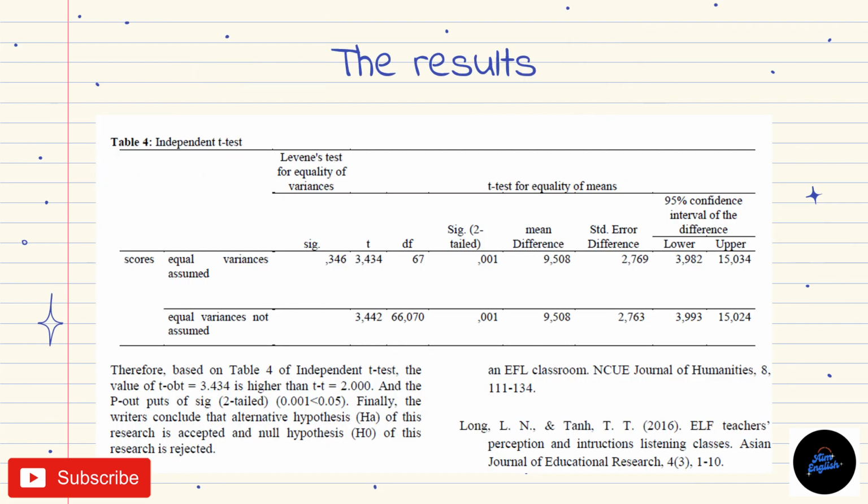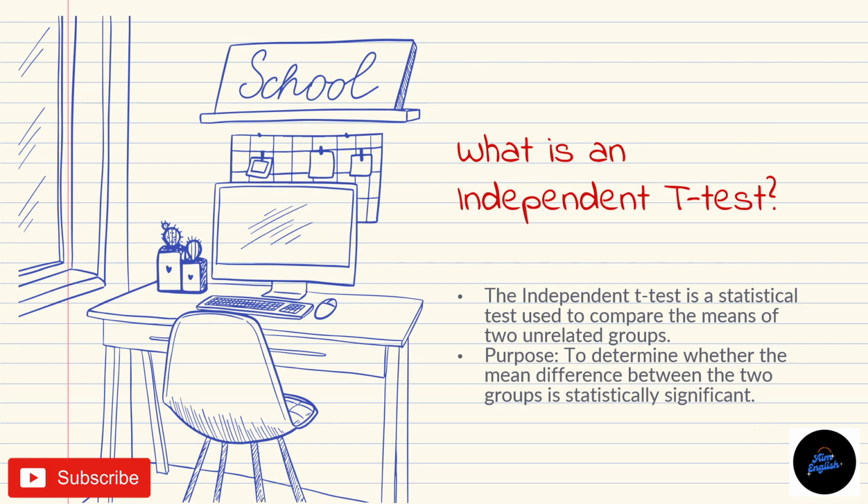So in the findings, the researcher shows this table, and we can see that the significant value is 0.001, or less than 0.05. So the researcher concludes to reject the null hypothesis and accept the alternative hypothesis. So what is actually the independent t-test?